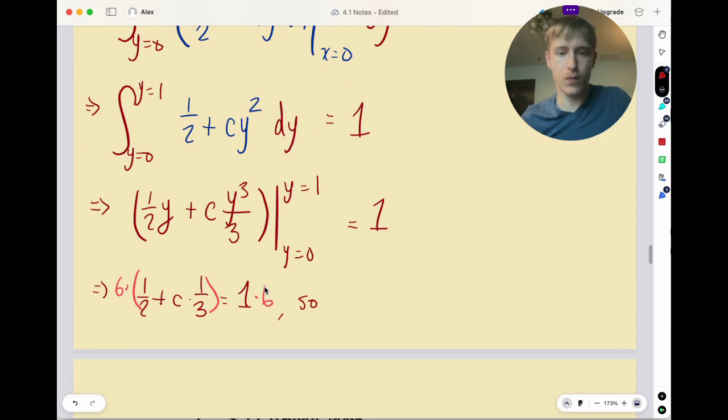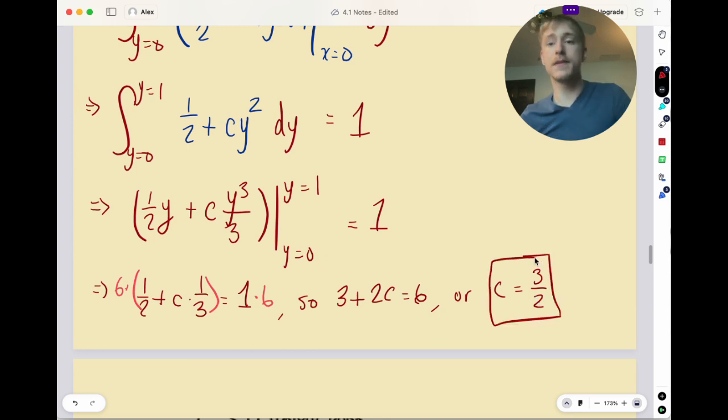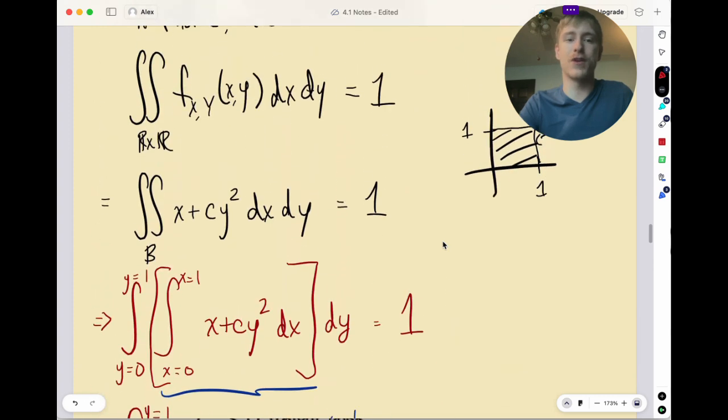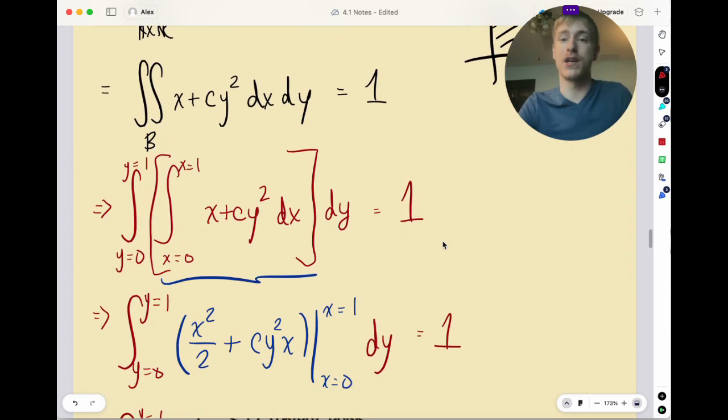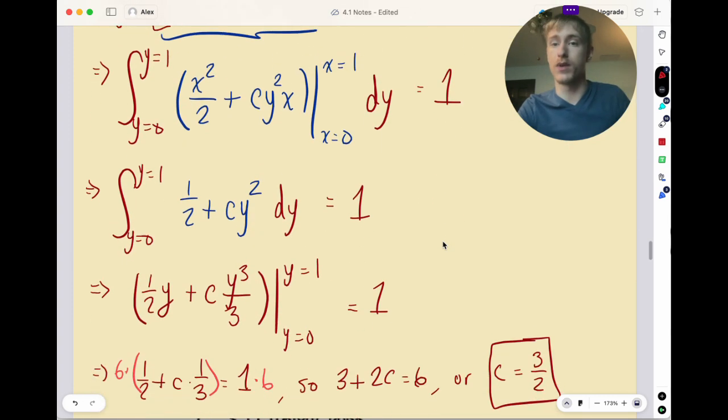Okay, so what do we get? We should get 3 plus 2c equals 6, or c is going to equal 3/2. That's important for computing probabilities, because if you don't know that value of c, then you're never going to be able to integrate that over any other region and get a definitive number between 0 and 1.